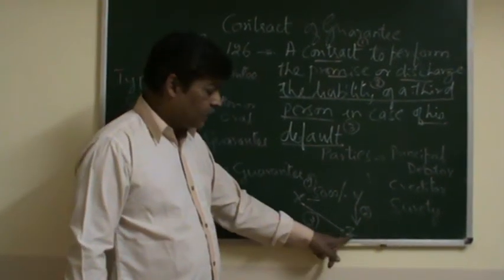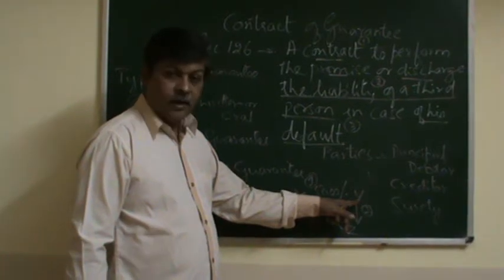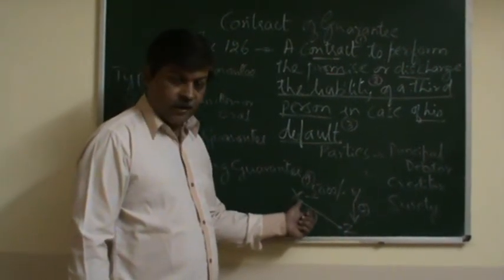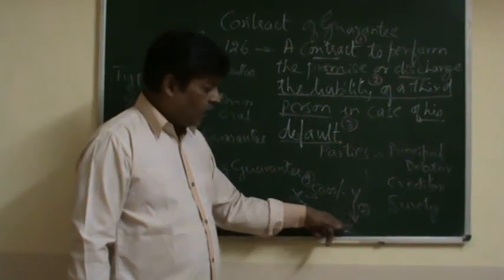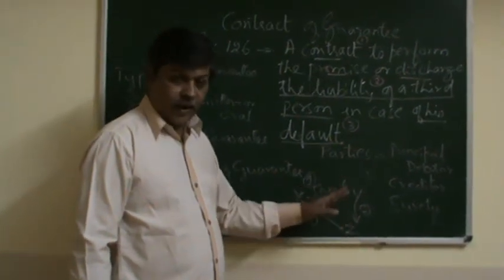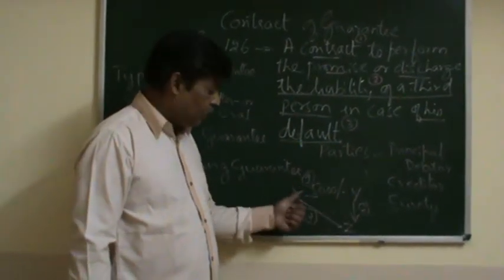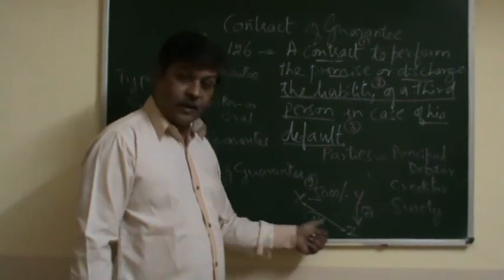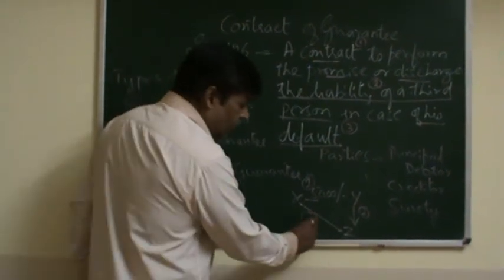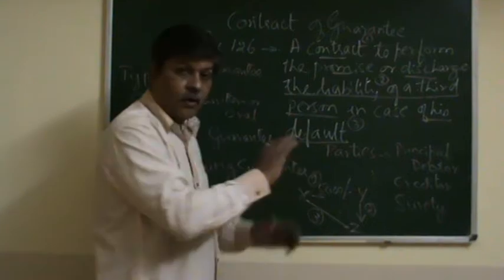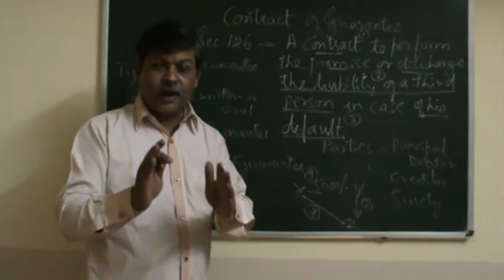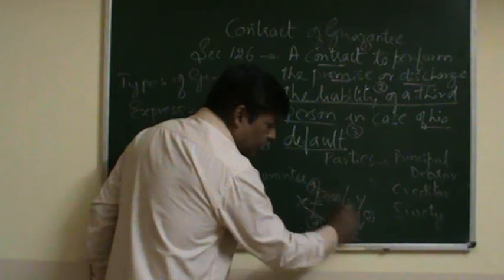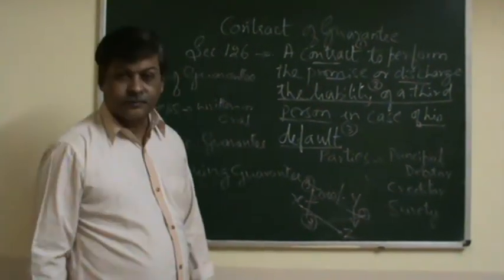Once Z discharges the liability which is actually to be discharged by X, since X has committed the default and Z has paid it to Y, it is now the duty of X to indemnify Z. So this is the hidden contract. There are totally three contracts. Hence the contract of guarantee is usually known as the triangular contract. It is made of mainly three contracts.